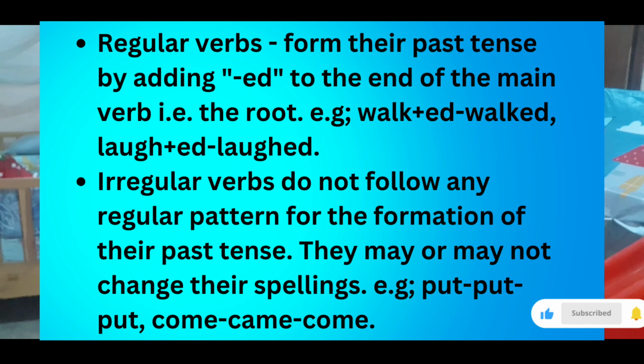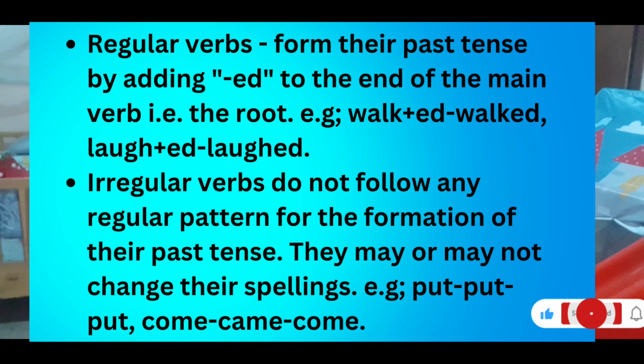Regular verbs are those verbs that form their past tense by adding the past participle ending to the end of the verb. What is the past participle? Ed. The past participle is attached to the main verb or the root, and then the past form is formed. Regular verbs follow this specific pattern, right? For example, drop, dropped, decide, decided, jump, jumped, climb, climbed, lift, lifted, right?